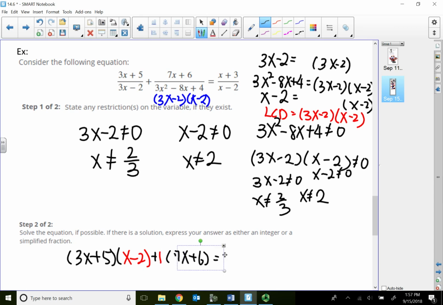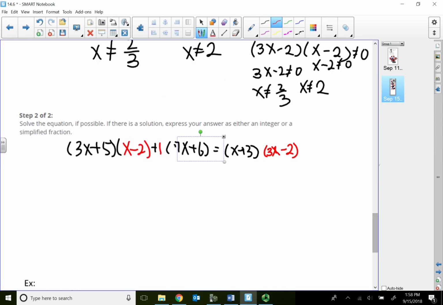All right, equals. Third, LCD times the third term. What does the LCD have that the third denominator does not have? The third denominator does not have 3x minus 2. We take that times the numerator, because the x minus 2 got canceled out. X minus 2.